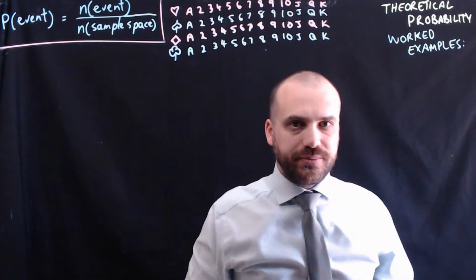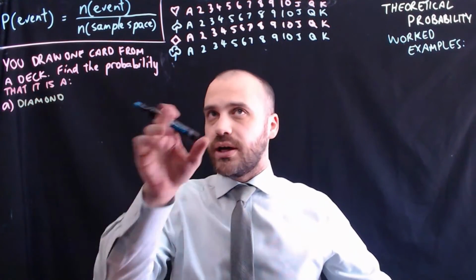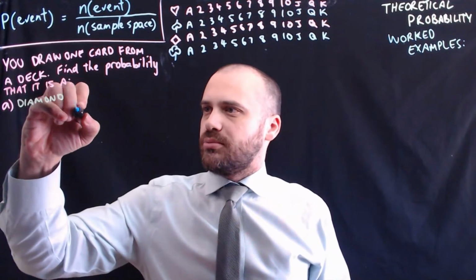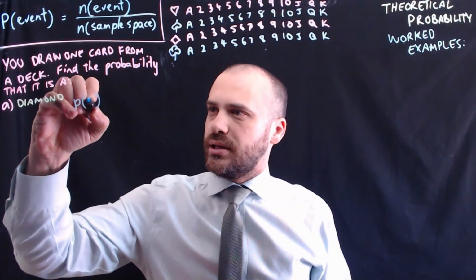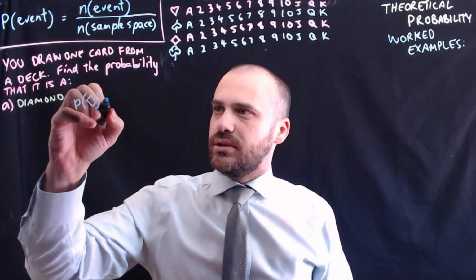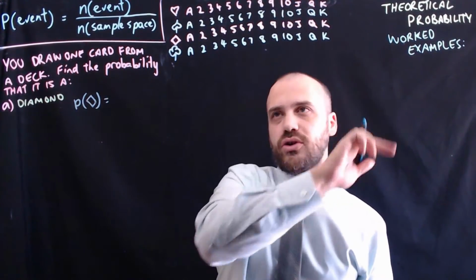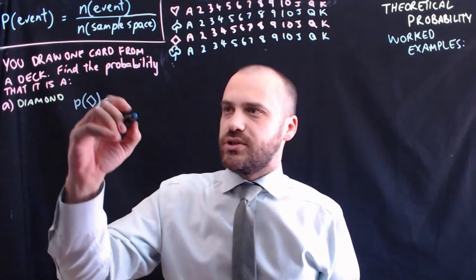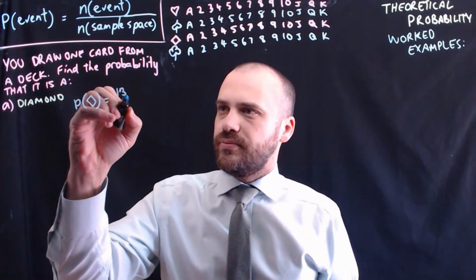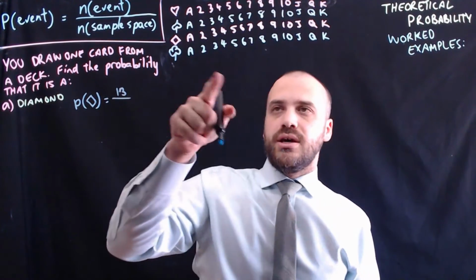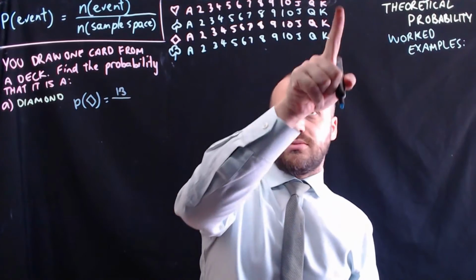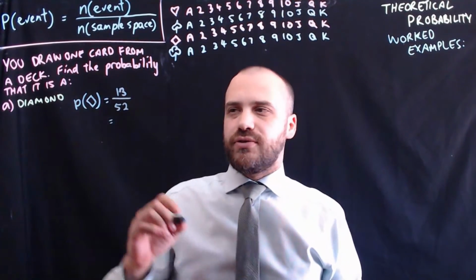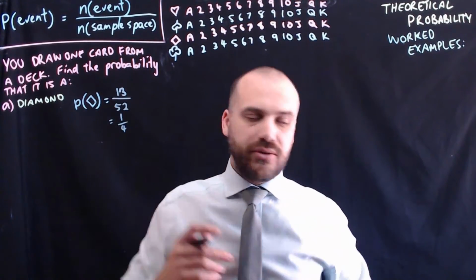Alright, let's get started. So we're going to find the probability that if we draw one card from this deck of cards, it is a diamond. So the probability that it is a diamond is equal to the number of diamonds there are. Here are the diamonds, 13. There's 13 in every suit. And the number of cards, you can count them all up, but there's 13 times 4, there's 52 cards in a deck. So 13 over 52, 1 in 4.